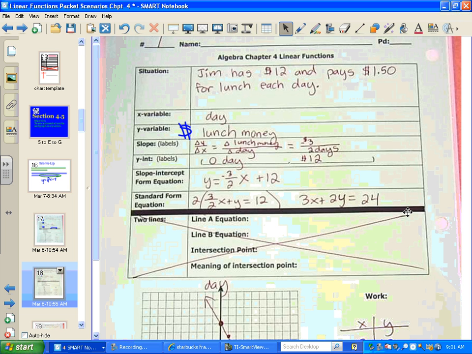So again, 1.5 is the same thing as 3 over 2. Use your calculator, type it in, hit math, enter, enter. The y-intercept is 0 day, comma, $12. Slope-intercept form is y equals negative 3 over 2x plus 12. Standard form is 3x plus 2y equals 24. For number 7, questions on any part of that template before I go to the graph? Okay, let's go to the graph.